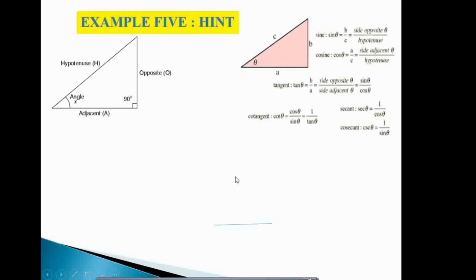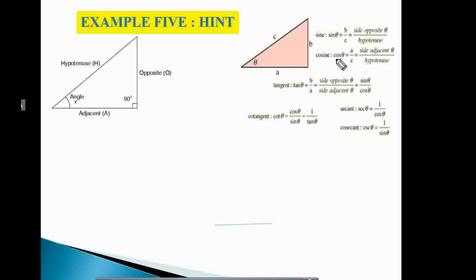There we have an example on SOHCAHTOA. Now in this example, we have a right angle triangle with the hypotenuse, the opposite, the adjacent, and angle x. So we have sine theta, which is equivalent to b over c. B over c, that is opposite over hypotenuse.